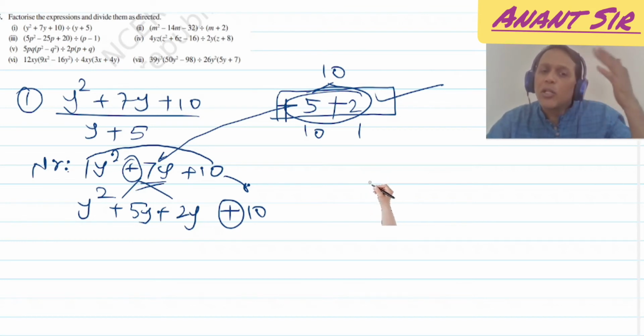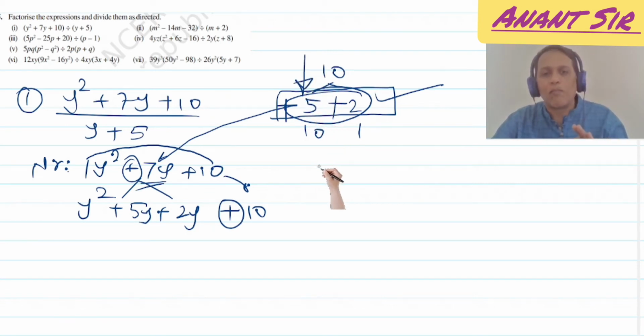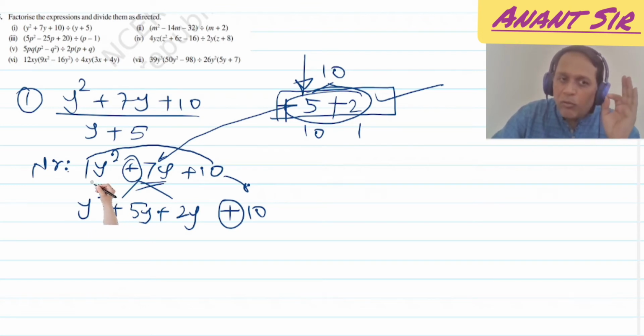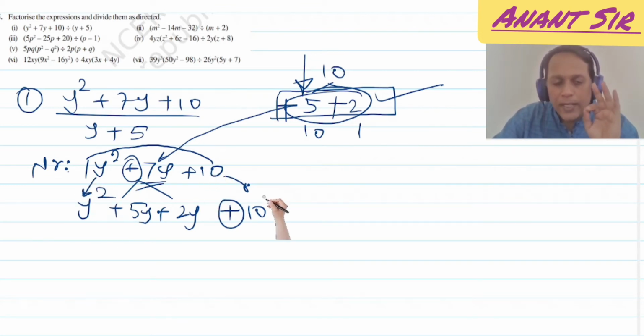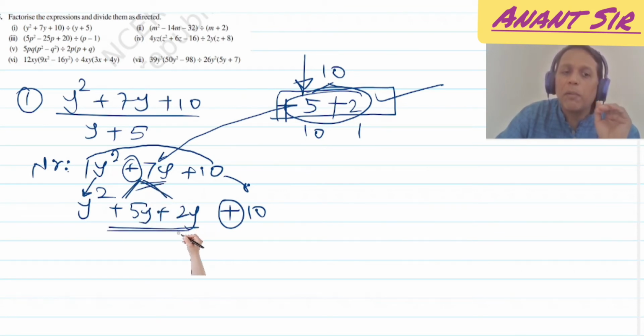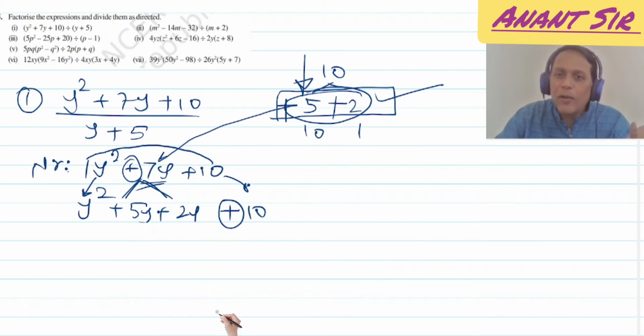And if the last term is negative, then we give the sign of the middle term to the bigger number only. Okay, these are the two rules. So now what we did, we wrote the first term and last term as it is, and in place of the middle term plus 7y, we have written plus 5y plus 2y. You know that the answer remains the same, plus 7y only, right?